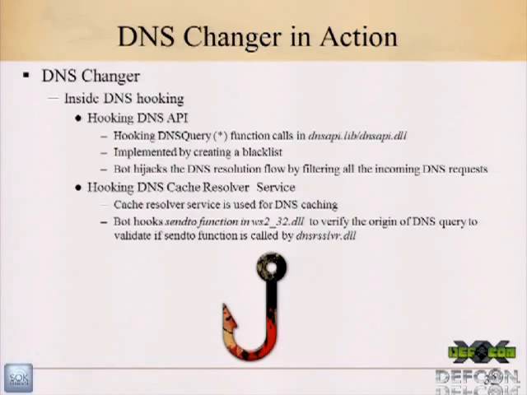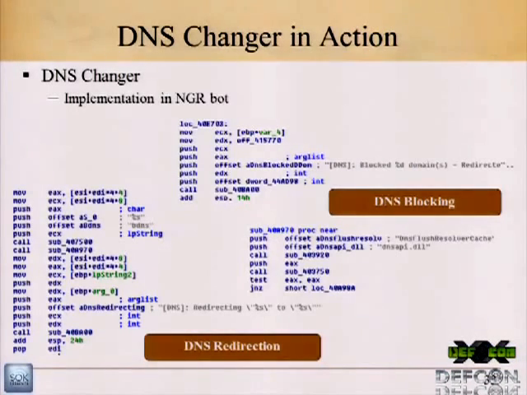Another way of doing the hooking is you can exploit the DNS cache resolver service and try to check whether the sendto function has been hooked or not. These two things were even implemented by the Conficker virus, but it's still going fine. The latest breed of botnets are also using it. And how they are doing it, let's take a look.